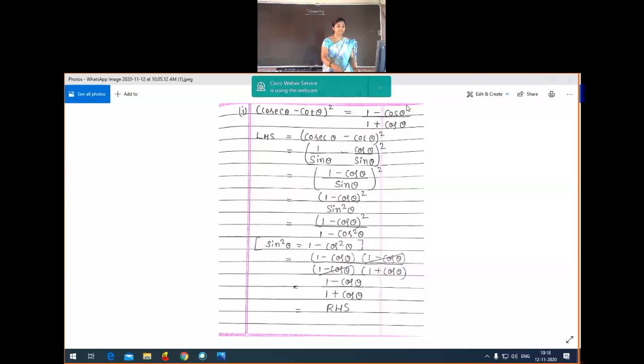See, the 5th problem's main heading is: prove the following identities, where the angles involved are acute angles for which the expressions are defined. So in the 5th main, you can observe everything is prove that. We have to start the problem with the LHS and match that LHS to the RHS. Prove-that type of problems only. Okay, so we'll start with the 5th main first question.